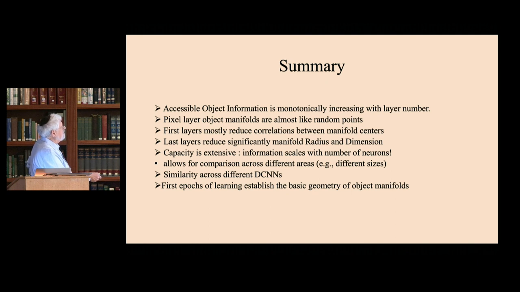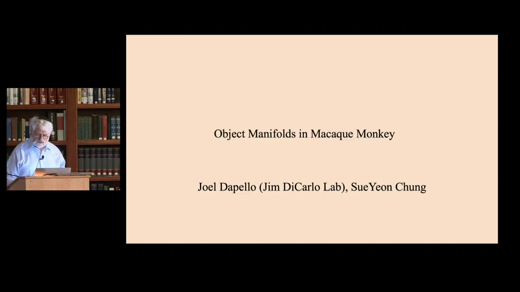So accessible object information is monotonically increasing with layer number in terms of capacity, although, as we saw, most of the increase is in the last layers. And in pixel layers, quantitatively, one can say it's almost like random points. Not exactly, there's slight improvement, but almost like random points. So we can say qualitatively that the manifolds begin almost like random and then have this very nice compact structure with high capacity. There are correlations which I didn't discuss. And again, the learning, which I just mentioned, is that the first epochs of learning do most of the job.